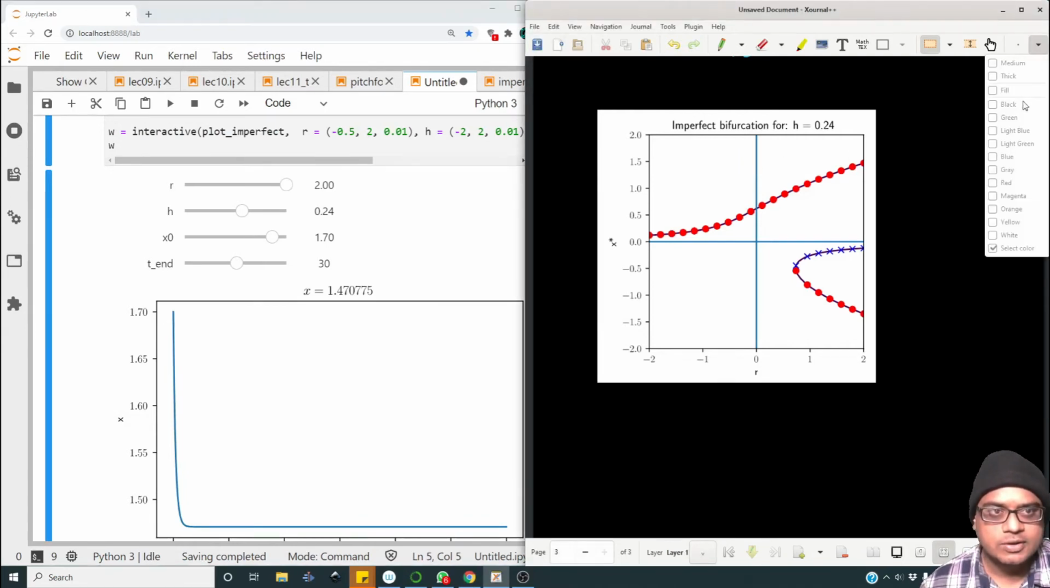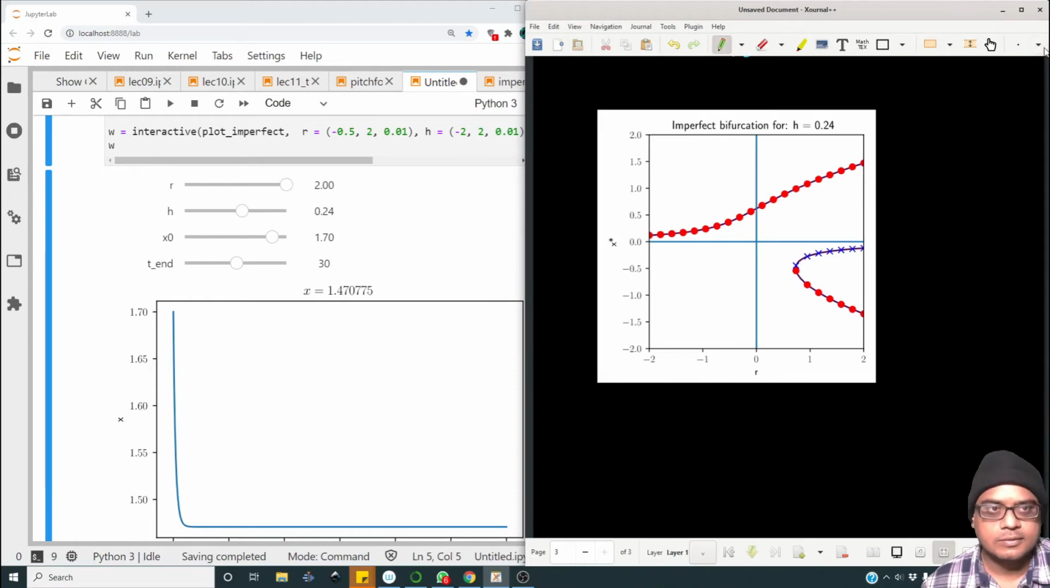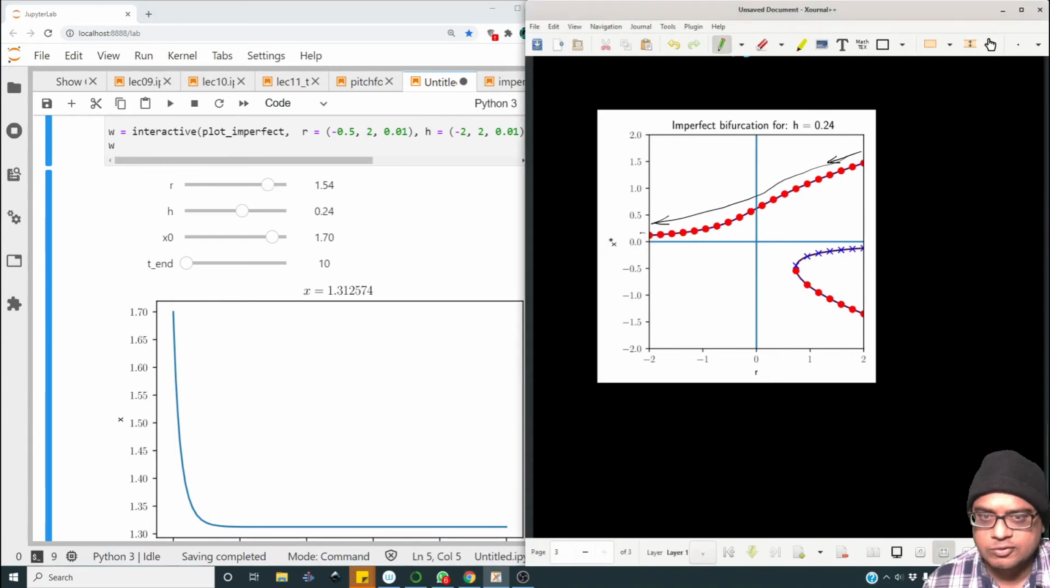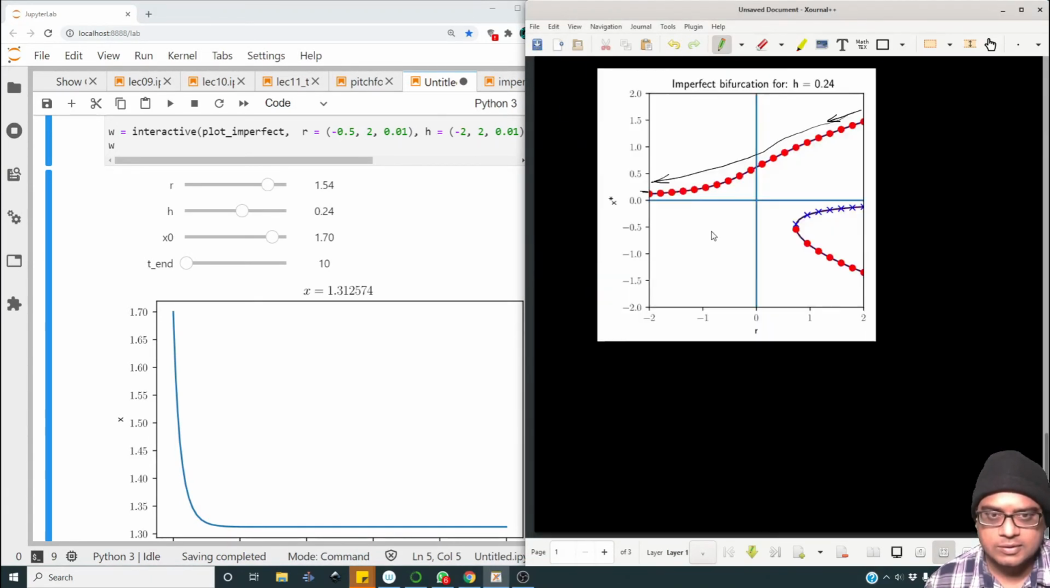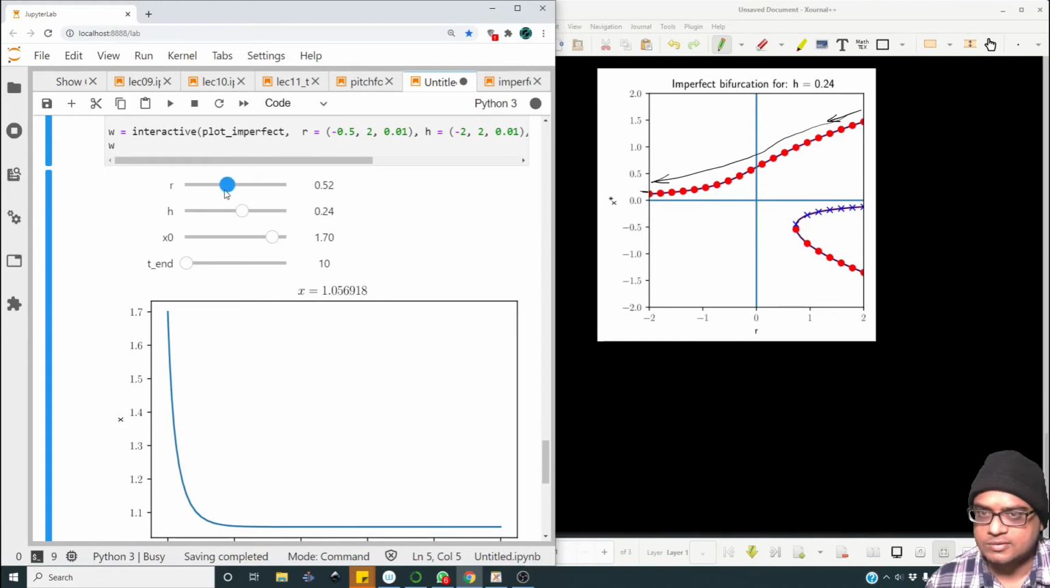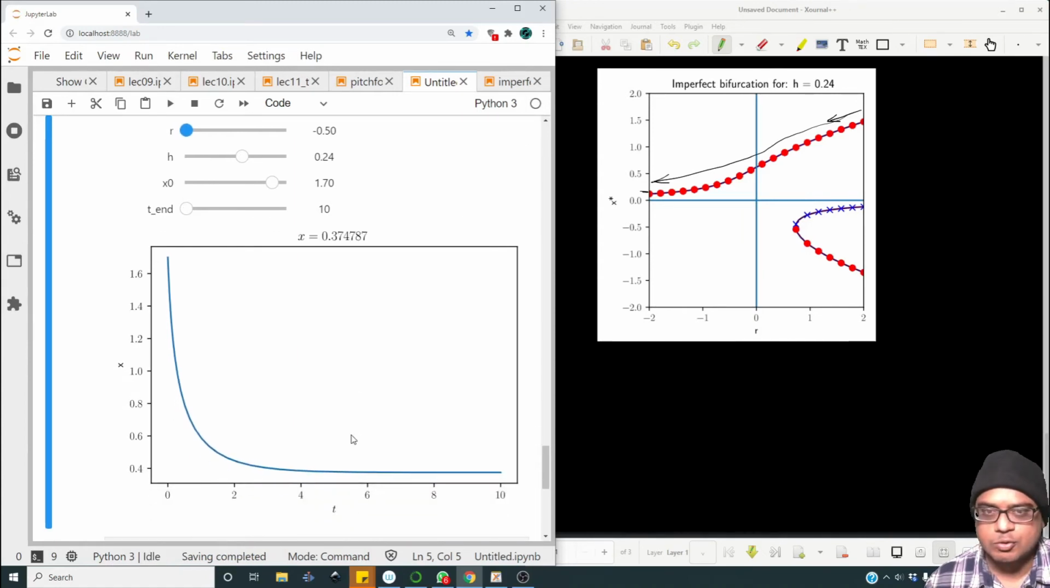So as we are reducing the value of r, we should be able to obtain these particular sets of fixed points. Okay, let us see. So x is 1.45, x is 1.41. Let me reduce t end so that we don't have to do so many integrations. Okay, it's slowly decreasing, and at r equal to -2 we should come very close to 0.15 or something. Okay, it's reducing, it's still positive, and fine. So we do have this monotonous reduction.